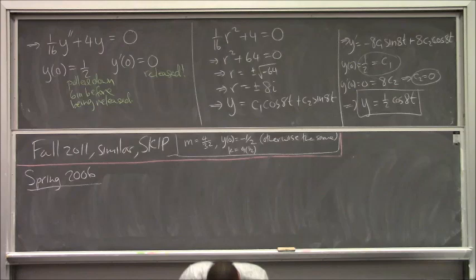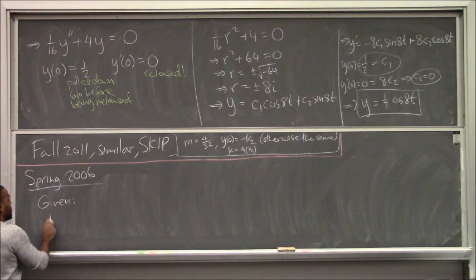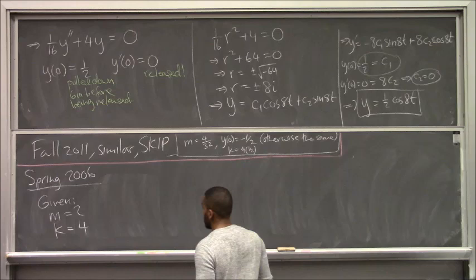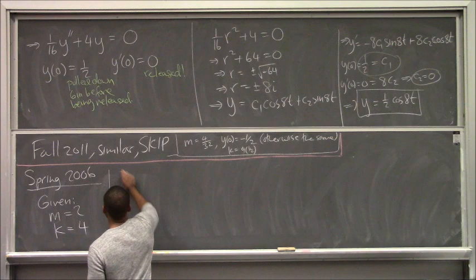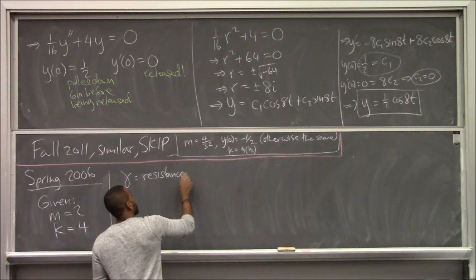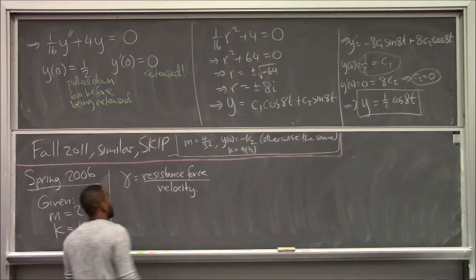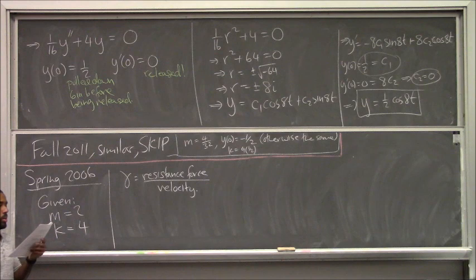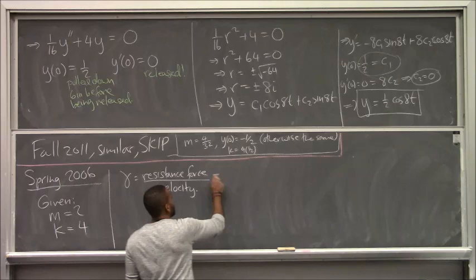So we're actually told some things right off the bat. We're given m, and we're given k. M is 2, k is 4. Now we are told about resistance, which means we can find the gamma. How can we find gamma? Resistance force over velocity. Remember, we assume that the force is proportional to the velocity experienced by the system, so it's a constant times velocity, and so we can solve for the constant that way. Here it says the velocity is 1 and the force experienced is 4. So gamma is going to be 4.